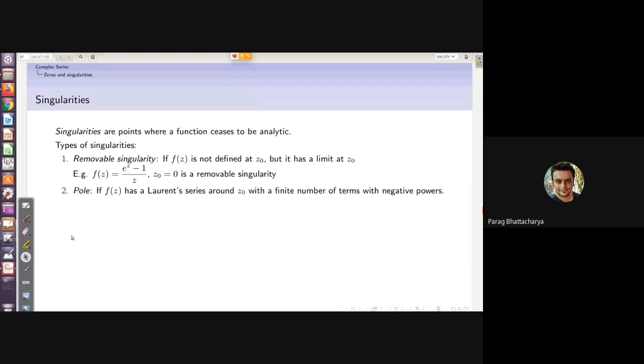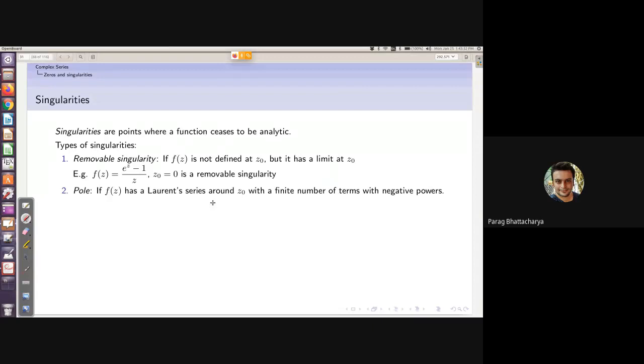Next, we have a pole. If a function f of z has a Laurent series about z naught with a finite number of terms with negative powers... you've seen how the Laurent series looks, right? How does the Laurent series look?